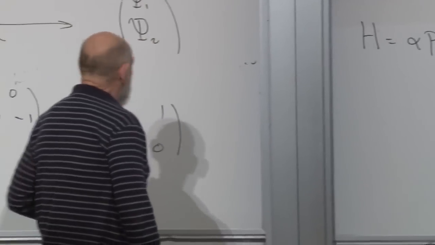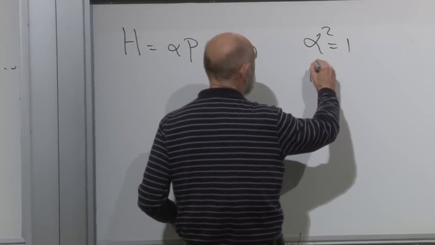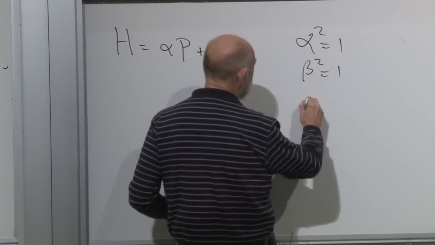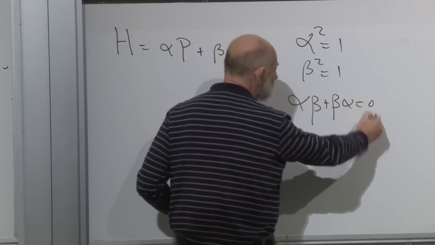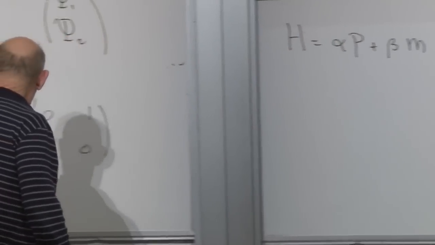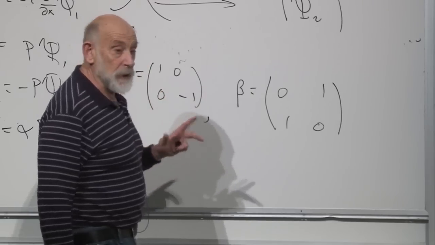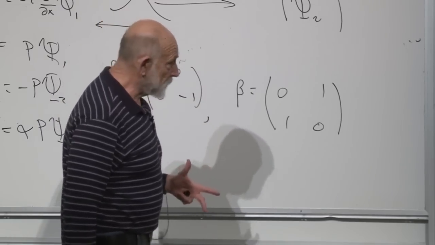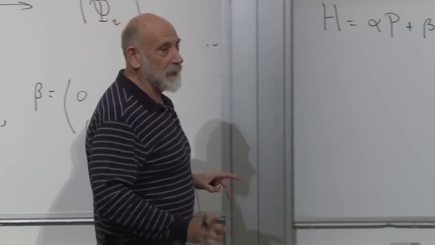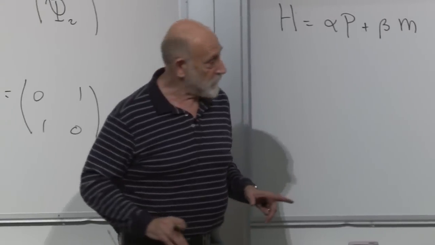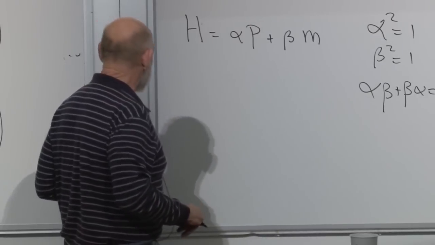Okay, now here's some things about alpha and beta. Alpha squared and beta squared are 1. And alpha beta plus beta alpha equals 0. You can check that. Just check that if you multiply them in one order, you get one thing. If you multiply them in the other order, you get the other thing, and they cancel. You might say that alpha and beta anti-commute, and it's true, but don't confuse that with the anti-commutation of the fields. Okay, so alpha and beta anti-commute, they each square to 1.